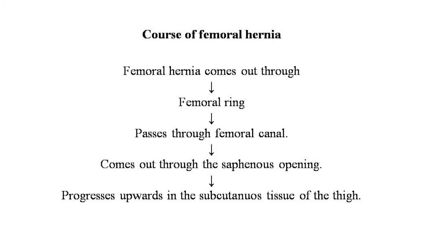Now the course of the femoral hernia is like this: the femoral hernia comes out through the femoral ring, then passes through the femoral canal, then comes out through the saphenous opening and progressively expands in the subcutaneous tissue of the thigh, and hence the femoral hernia is clearly seen on the skin.